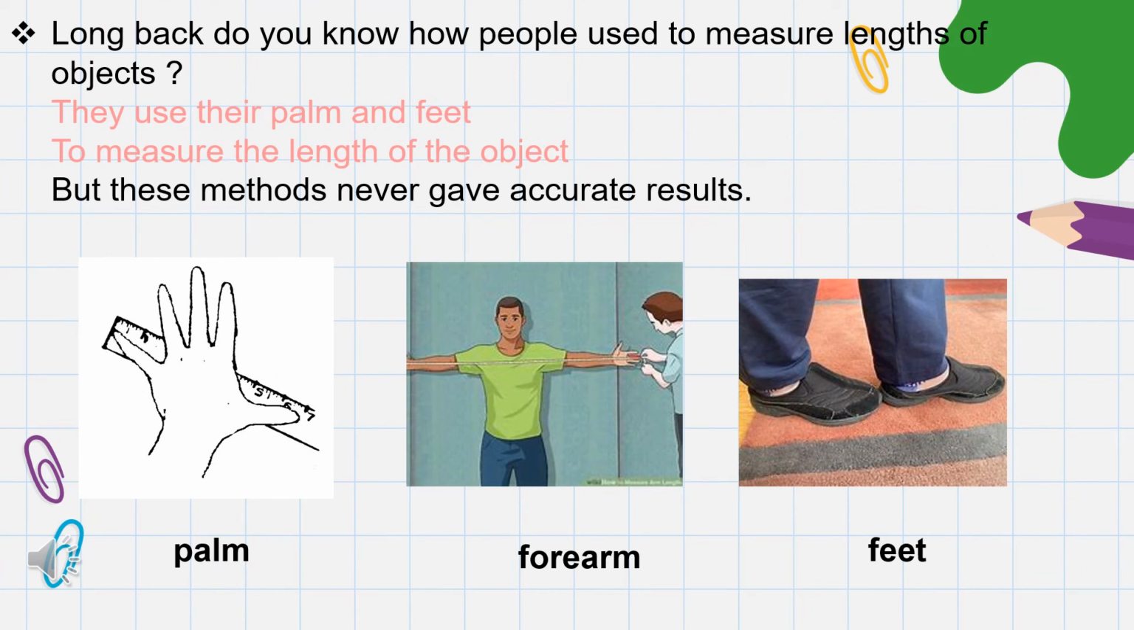Long back, do you know how people used to measure lengths of objects? They used their palm, forearm, and feet to measure the length of the object, but these methods never give accurate results.